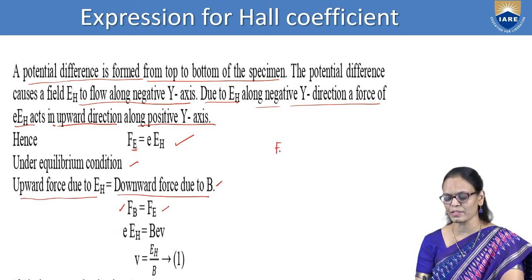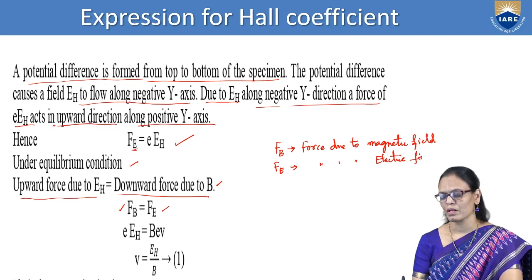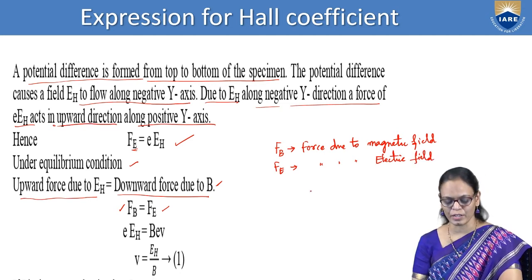FB here represents the force due to the magnetic field and Fe represents the force due to the electric field. And at equilibrium condition, these two are equal. So FB is equal to Fe.